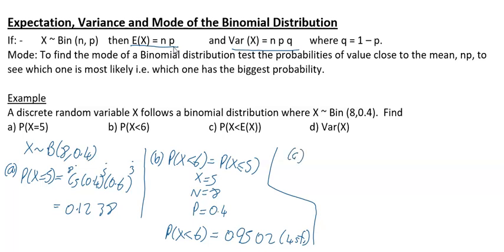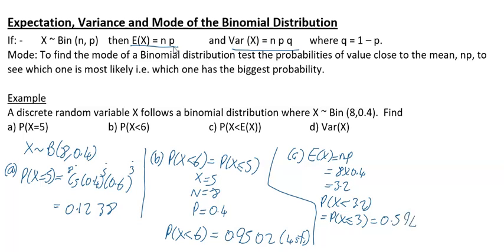Okay, next one. It says to find the probability X is less than E of X, so your expected value. First of all, you've got to work out what your E of X is. E of X, remember, is NP. So that's just going to be 8 times 0.4, which is 3.2. So really what we want to find is the probability that X is less than 3.2. That's the same as the probability that X is less than or equal to 3. Again, you can do that on your calculator, or your tables, whatever way you want. I did that using the calculator and I got 0.5941.